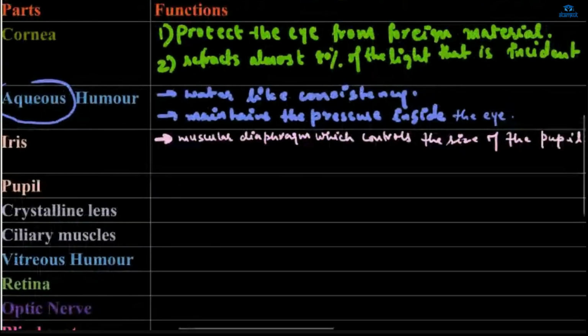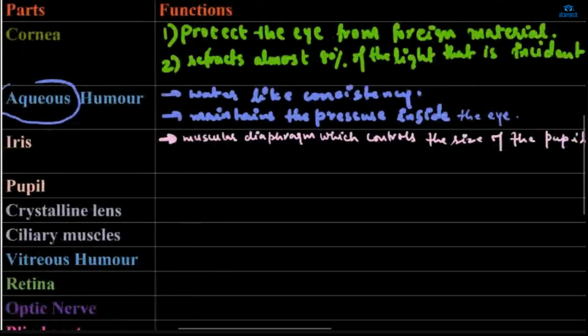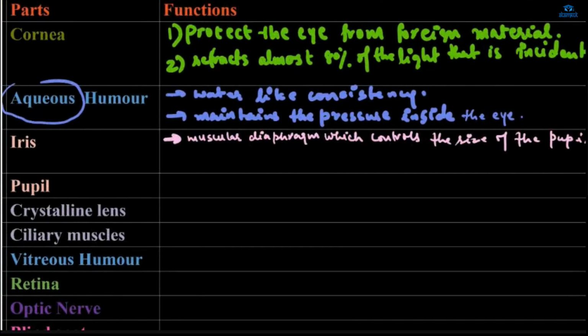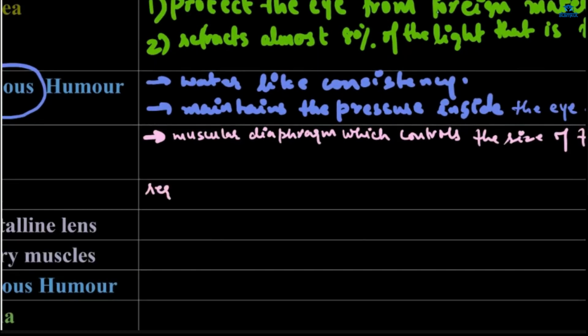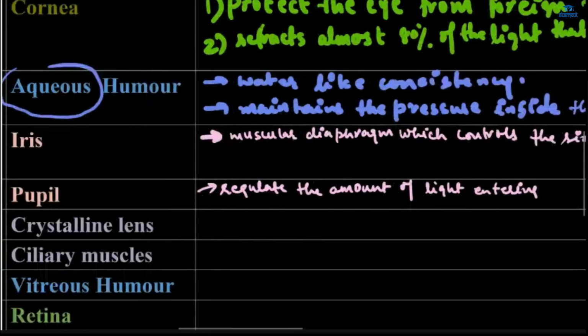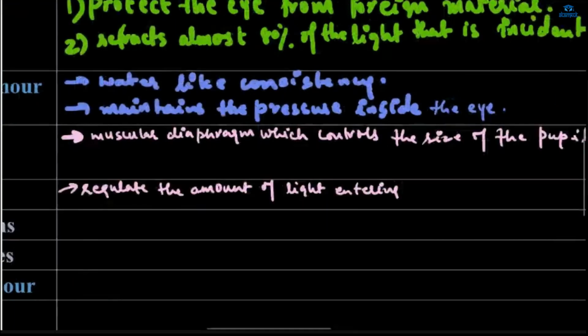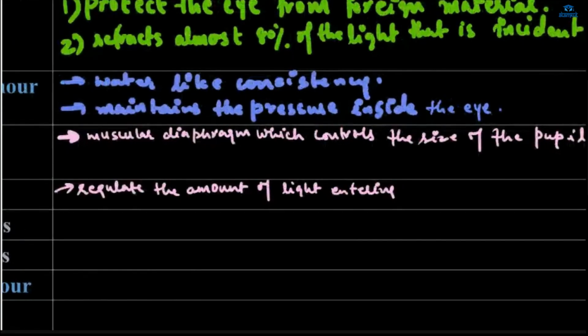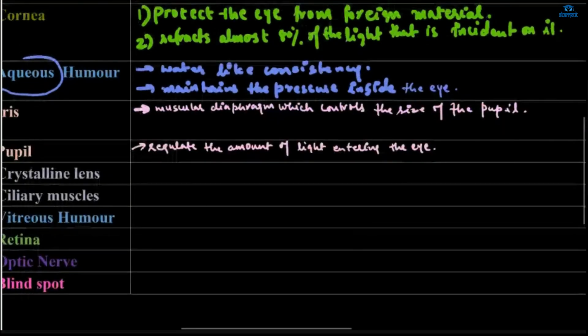It controls the size of the pupil, and the function of the pupil is what? Its function is to regulate the amount of light entering the eye. If more light enters the eye, then the iris will start closing the pupil, because it cannot bear more light, so it regulates the amount of light entering the eye. Fine. Understood these points?